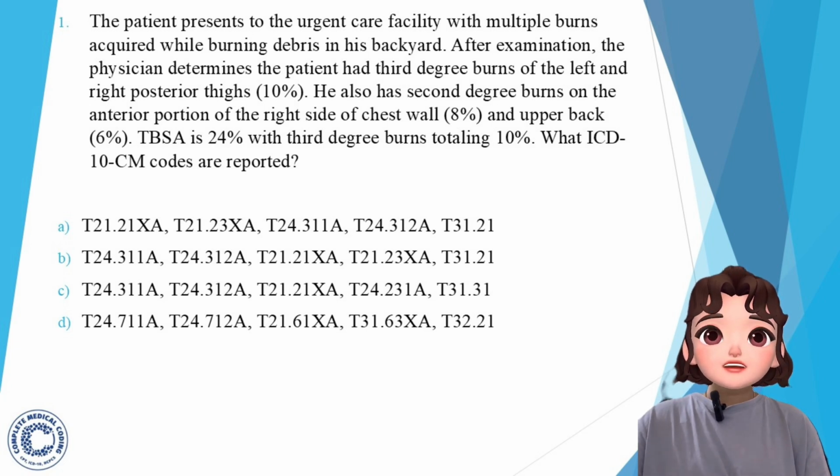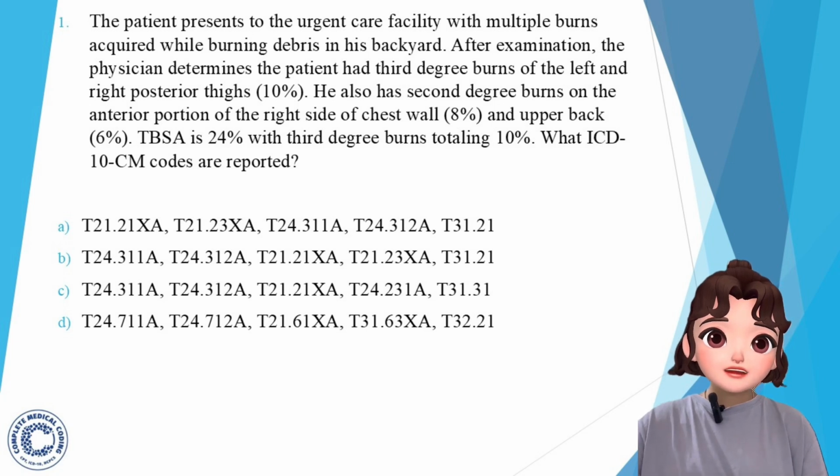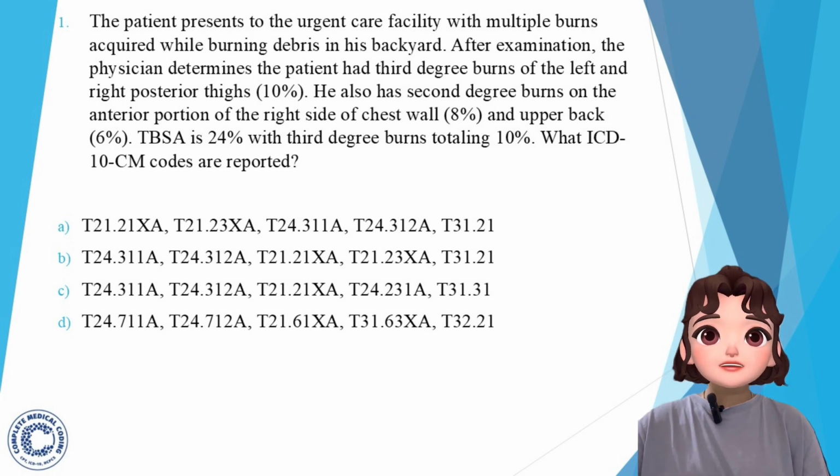Now go to the next code in option B, T21.23XA. What is T21.23XA? Burn of second degree of upper back, initial encounter. Yes, these four codes are the ones we need to code, right? But what is in option C?